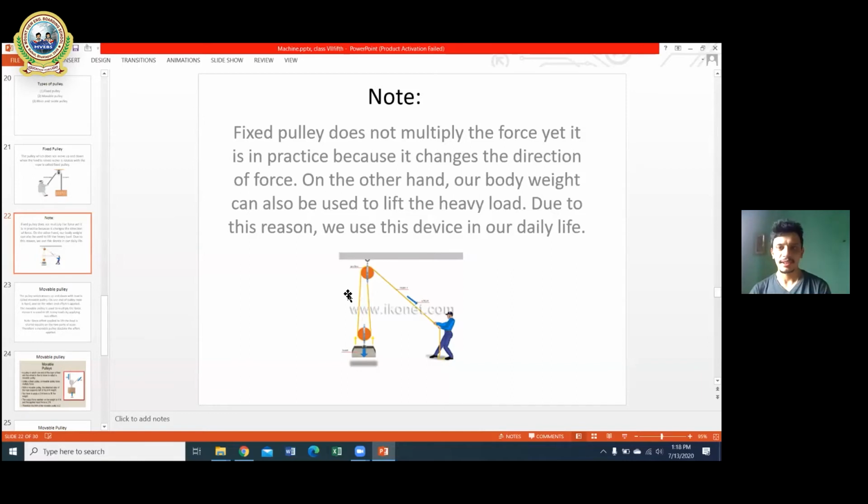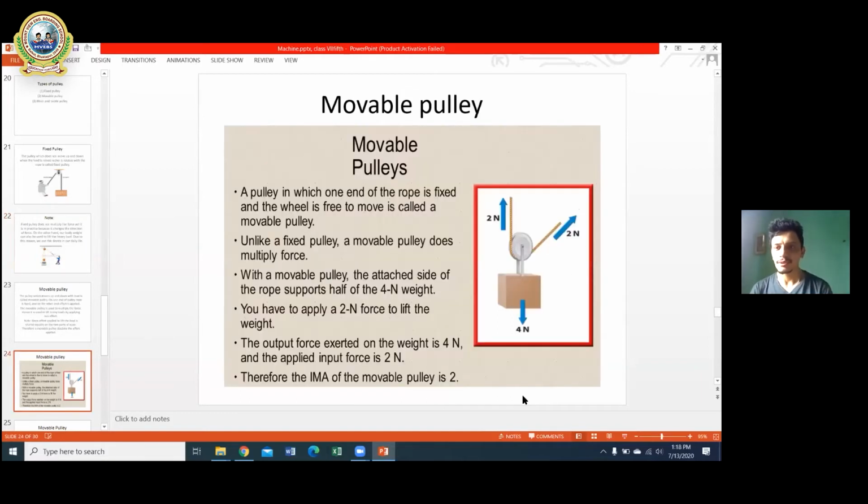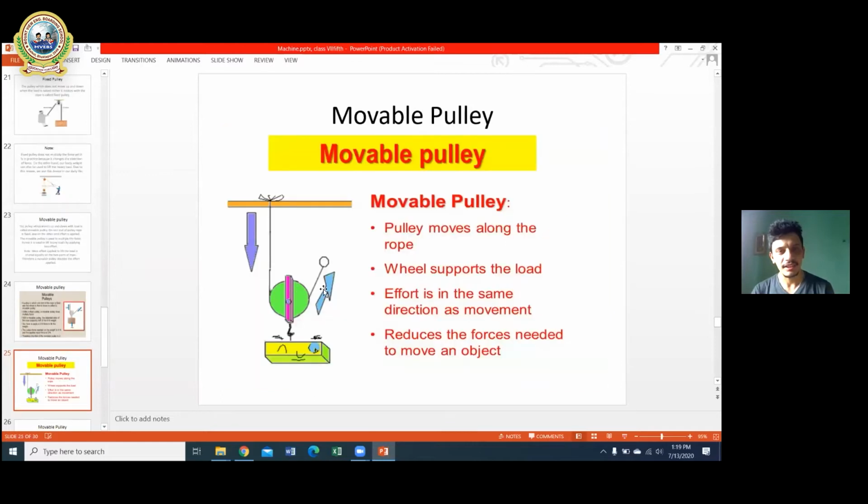You can see the figure there, look on the screen. There is a load which is being lifted. It is 4 newton. Another 4 newton load has to be lifted, and this one is empty. You can see this arrow, a 2 newton force is applied. This is the example of a movable pulley, and the same rope goes over a fixed pulley. It is fixed here.